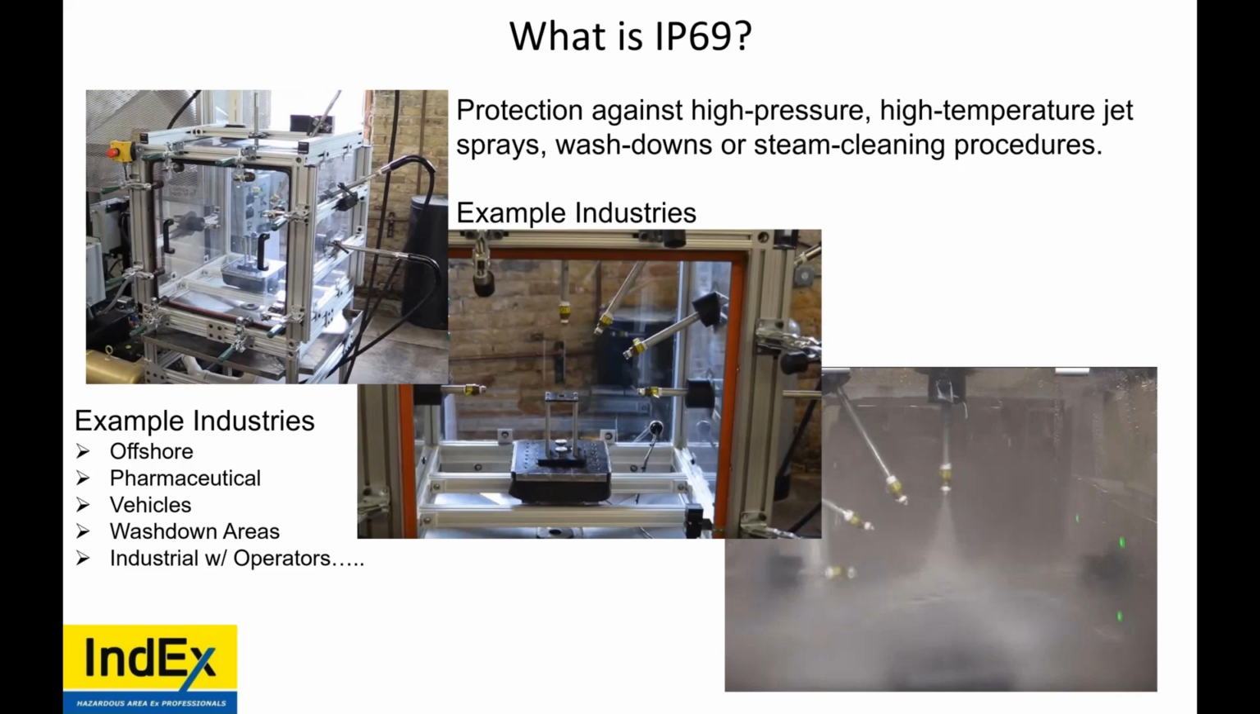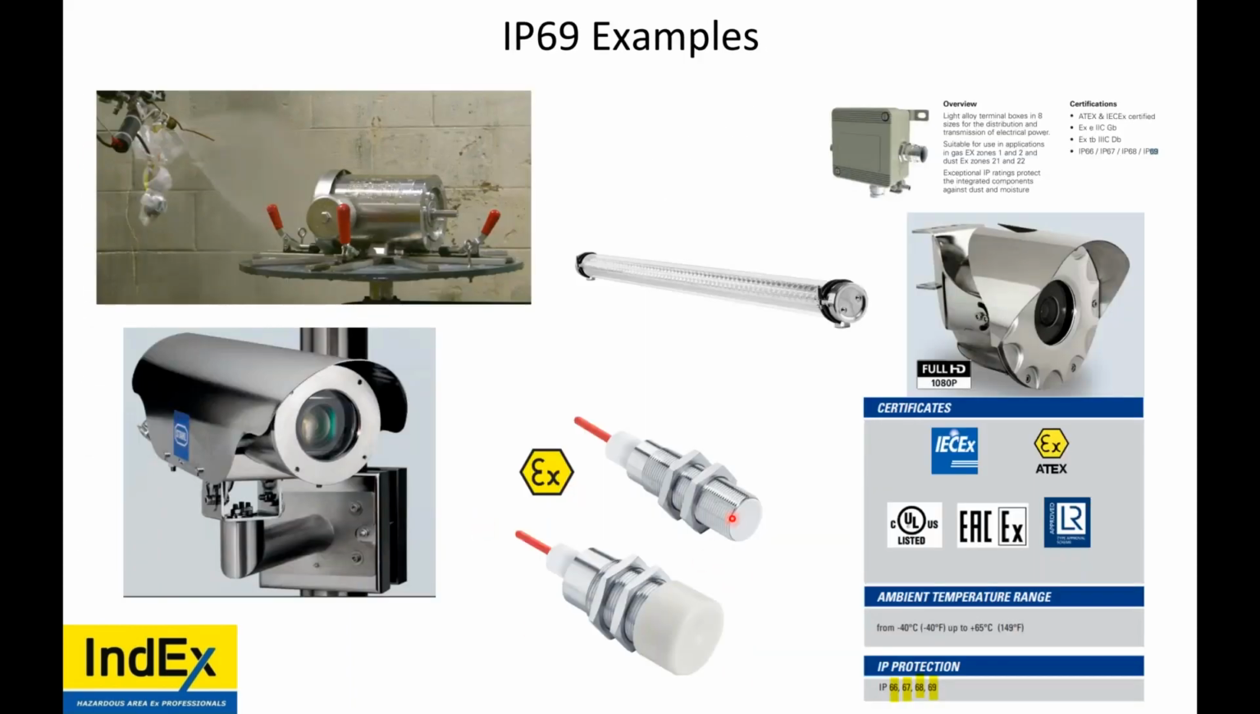Now, IP69 examples. We have motors. We use, let's say, pharmaceutical industries. We do not want dust getting in there. It can cause explosions. But you need to clean down that motor sufficiently. Pressure washers or steam cleaning is usually used. Cameras, gas detectors, proximity sensors, even lighting, even little junction boxes and terminal boxes.